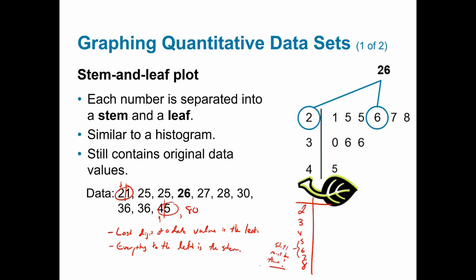Whether or not there is no leaf for it. And then from there, all you do is you just go through each data point, figure out, okay, where's the stem for this one? And then what's left, the last digit's going to be your leaf. And so you just put it on there. So 21, for example, 25, 25, 26, and so on down. So 27, 28, 30, 36, 36, 45, and then since I added 80, 80. So that would be your stem and leaf plot.